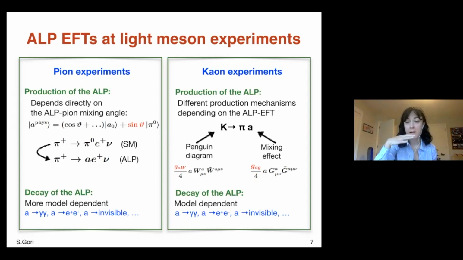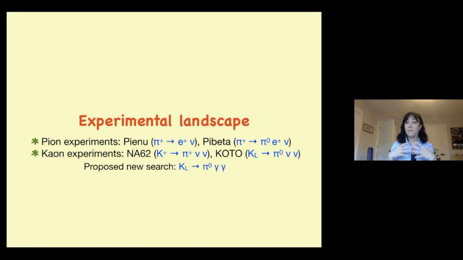So this is generically what we will search for at our light meson experiments. And before seeing what type of bounds we can have, let me introduce the experimental landscape. So let me introduce briefly how these experiments work and what they search for.